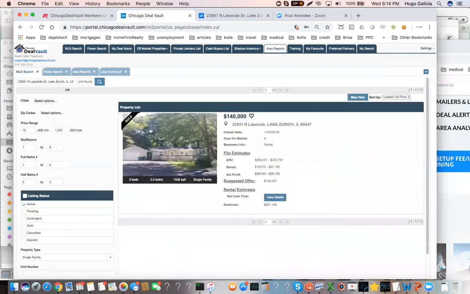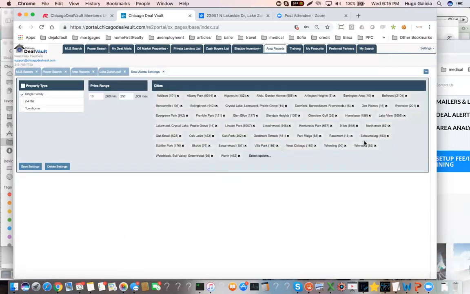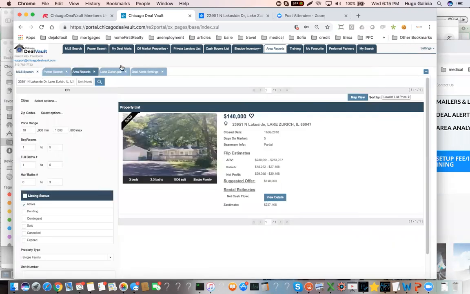First of all, I'm going to show you how we found this deal. Under settings, we have deal alerts, okay? In deal alerts, we have all the cities that we're interested in, and then we put in single family home and the cap price. We don't want to see properties that are over $250,000. So we have a bunch of areas that we want to look into, and the system will just flag the deals under my deal alerts, okay?